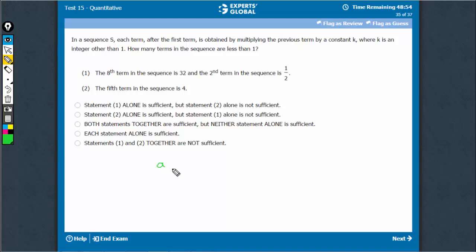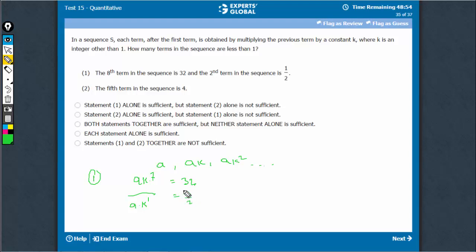Let the first term be a, then the second term becomes ak, the next term becomes ak squared, like that. How many terms are less than 1 is the question. Statement 1 says that the 8th term is 32, so a into k raised to power 7 is 32, and the second term is half, so a into k raised to power 1 is half.